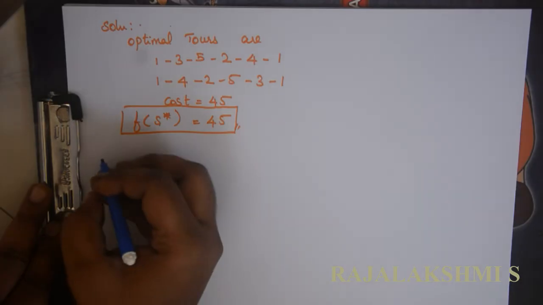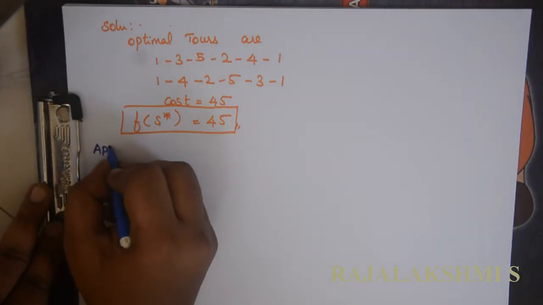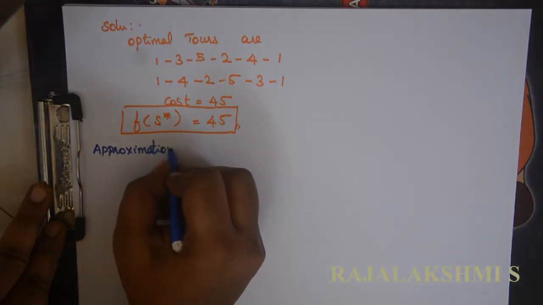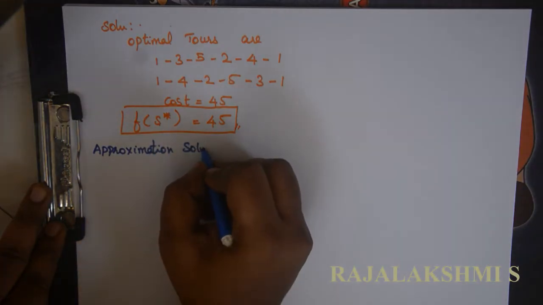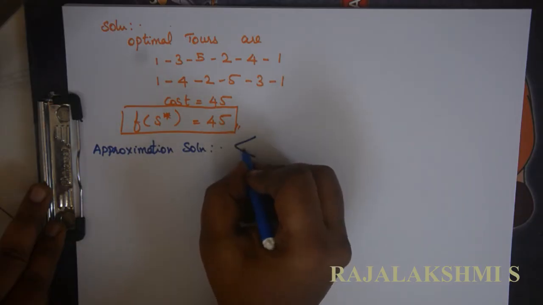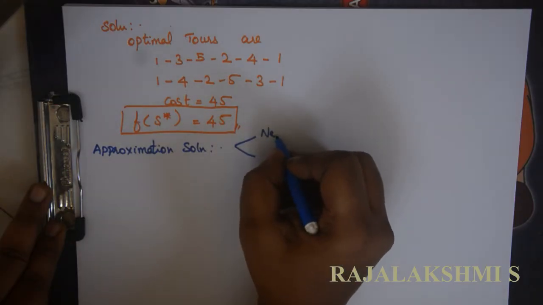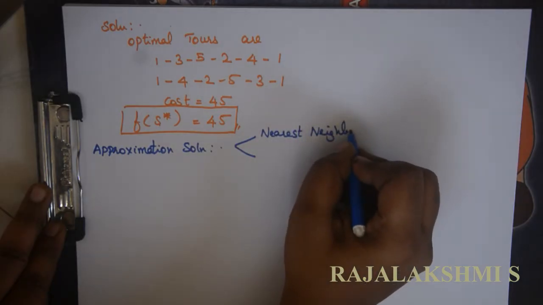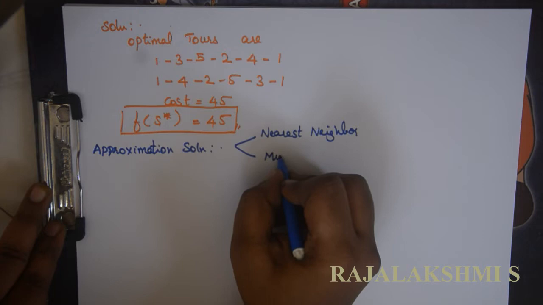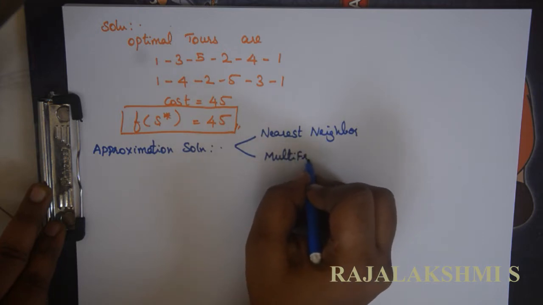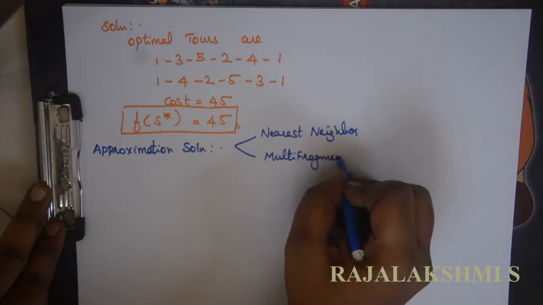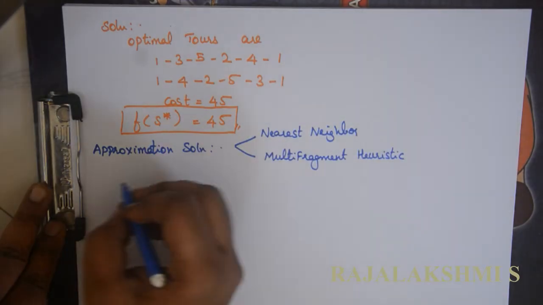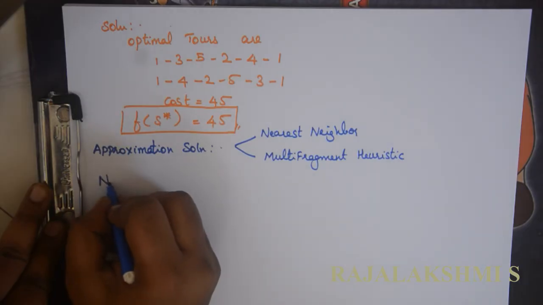Okay. So now we will be discussing the approximation algorithm. So how does the approximation algorithm work for this traveling salesman problem? We are going to discuss two kinds of approximation solution here. One is nearest neighbor and another one is the multi-fragment heuristic, right? So first we will be discussing nearest neighbor.